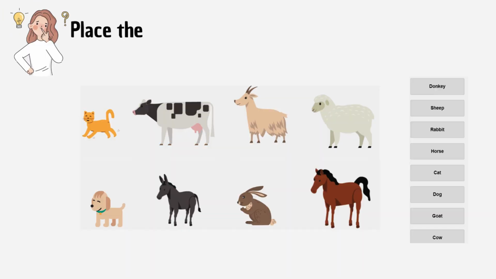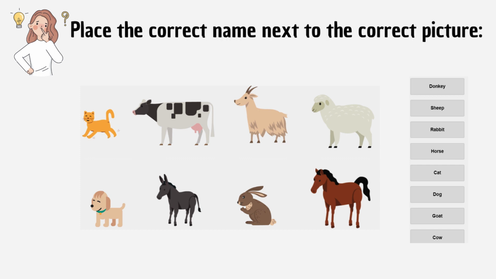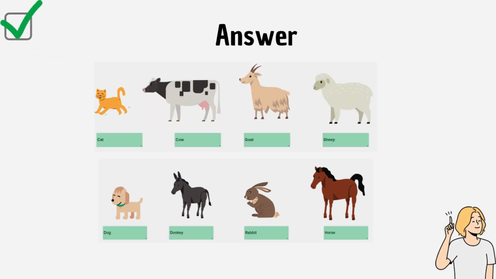Place the correct name next to the correct picture. And the answer is cat, cow, goat, sheep, dog, donkey, rabbit and horse.